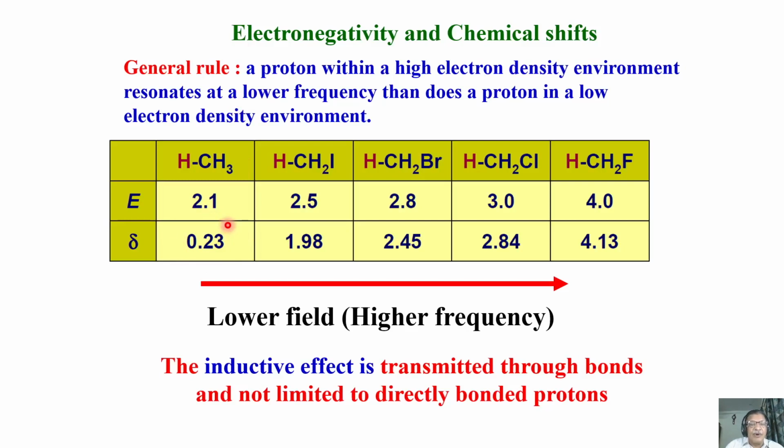Now I am going to knock off one of these protons and put an iodine. It becomes CH3I, methyl iodide. The electronegativity of iodine is 2.5. The chemical shift of this proton, instead of 0.23, shifted to 1.98 ppm. It is on the delta scale, which is the ppm scale. That means it moved downfield because of the attachment of the electronegative atom.